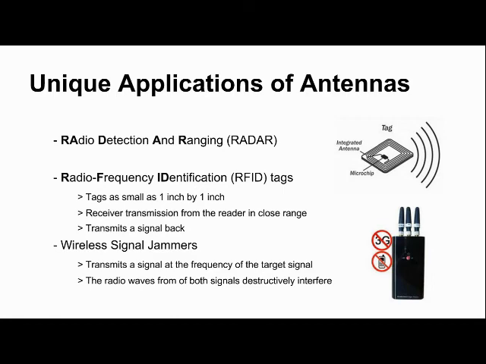You can see also a picture of what a common signal jammer looks like for a cell phone. These are just some of the many applications of an antenna. For a device that can convert electrical signals to radio waves and back again, the possibilities are almost limitless.